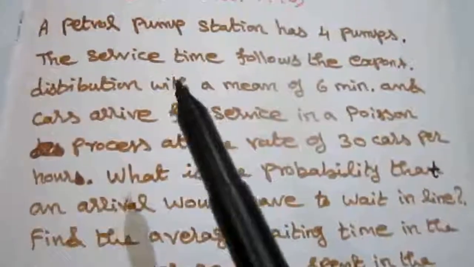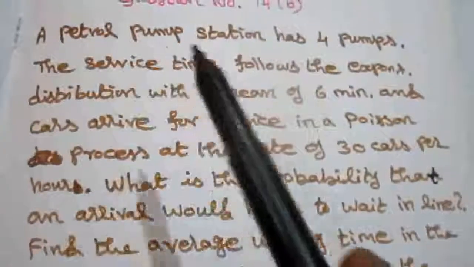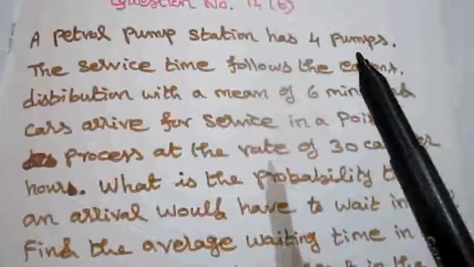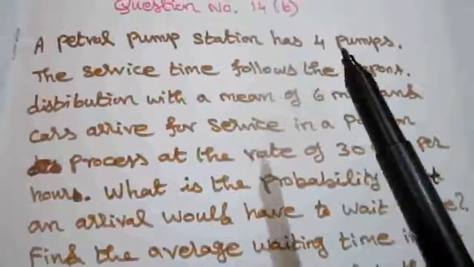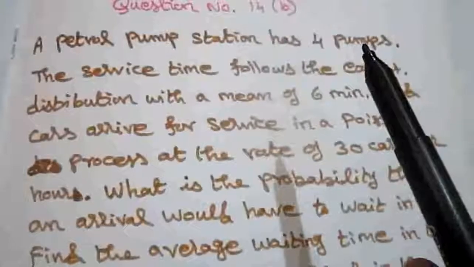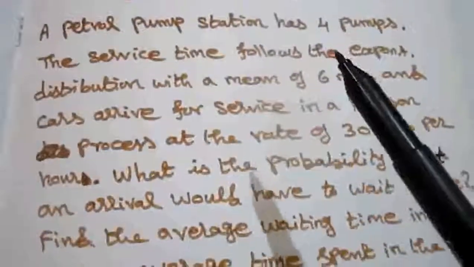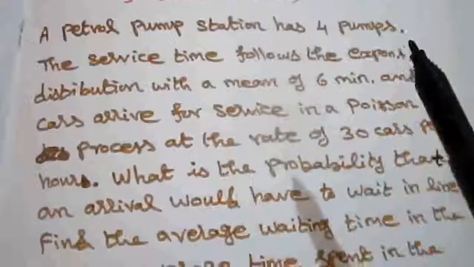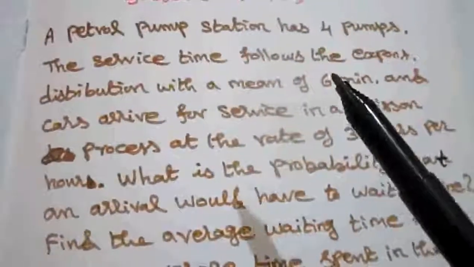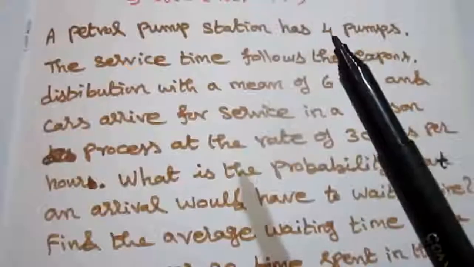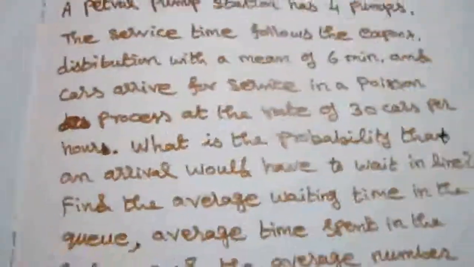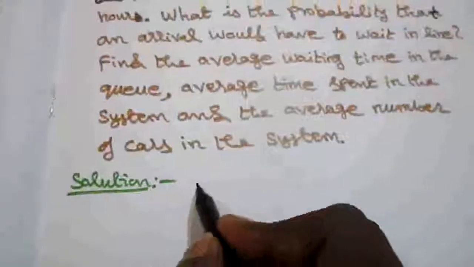So the question is, the petrol pump station has 4 pumps. That means multi-server. There are 4 servers available for service. So multi-server, and capacity of the system is not mentioned here, so this is infinite capacity. So this is the second model, multi-server infinite capacity.